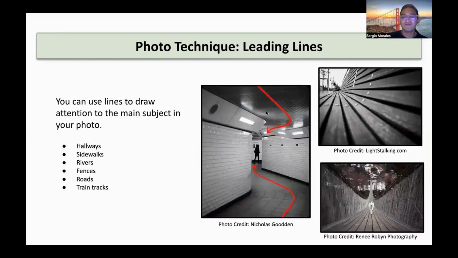And then we have a fourth photography technique, which is leading lines. This is one of my favorite techniques. The main premise of leading lines is that you can use lines to draw attention to the main subject in your photo. So an example of this is in the picture in the top right. You can see a bench. Your eyes look immediately to the bench, but the bench creates these lines. So here are these lines. And these lines lead you directly to the person sitting in the picture.